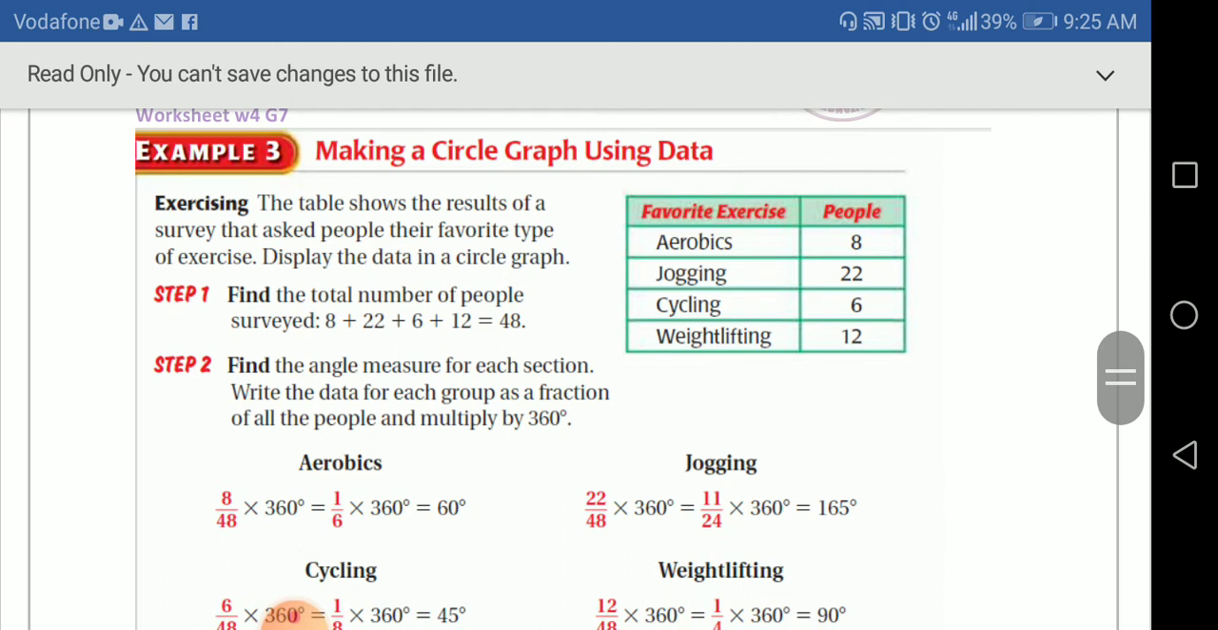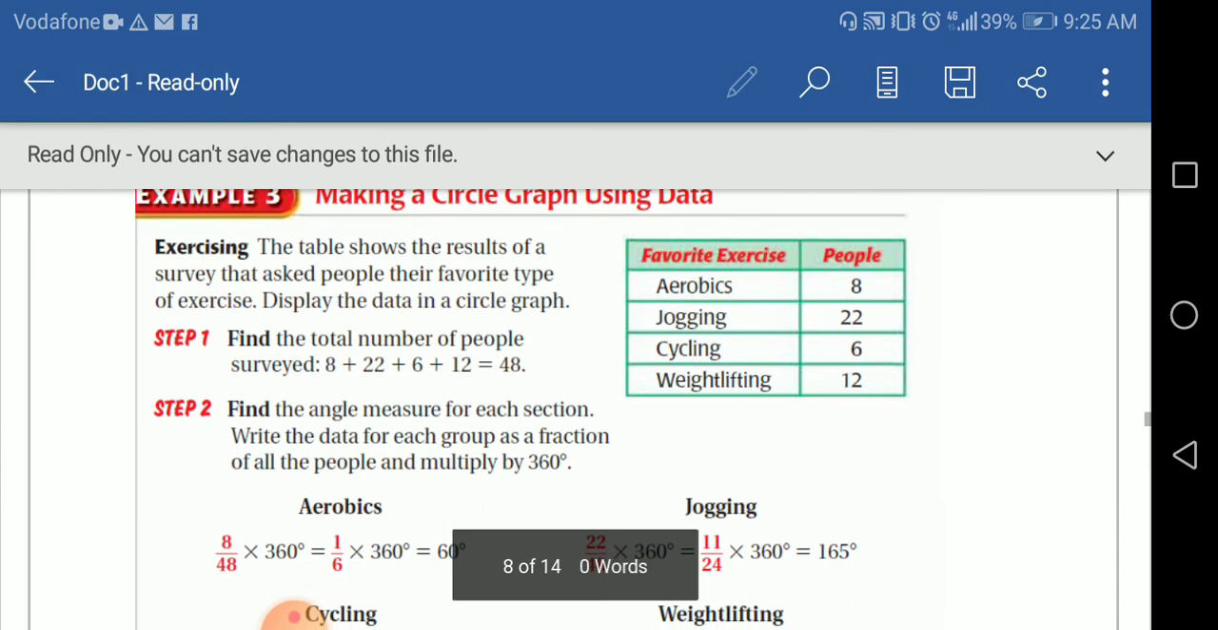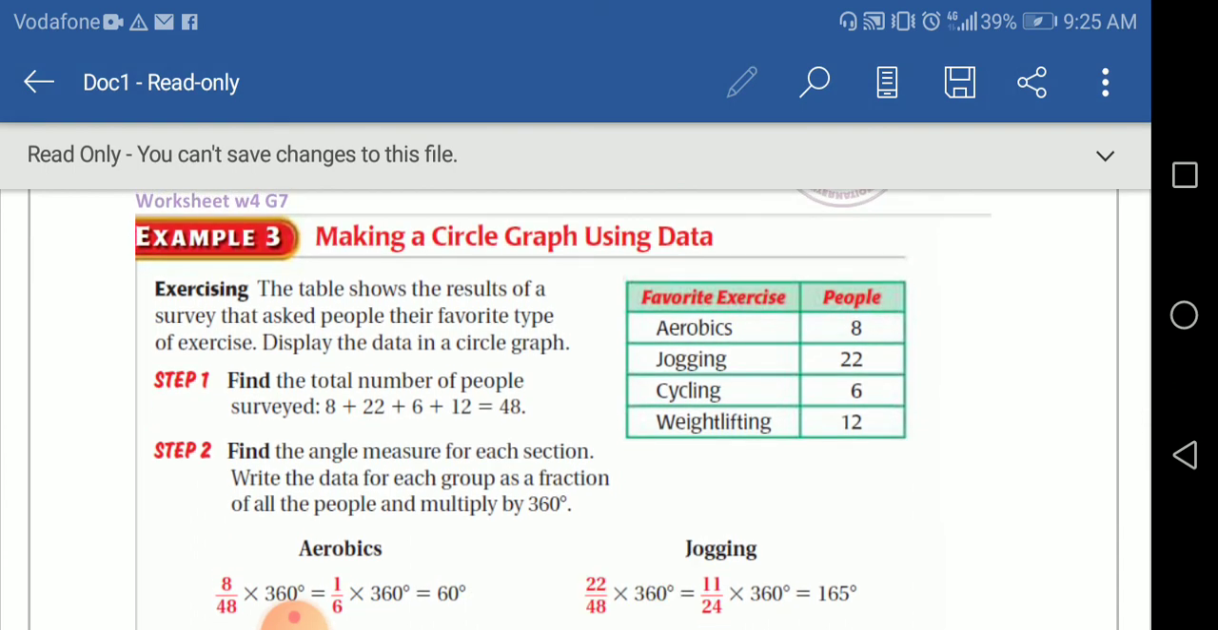Okay, let's have another kind of question. The drawing, guys, will be taken next year also, and next quarter, but focus on how to calculate the degrees this quarter. Making a circle graph using data.